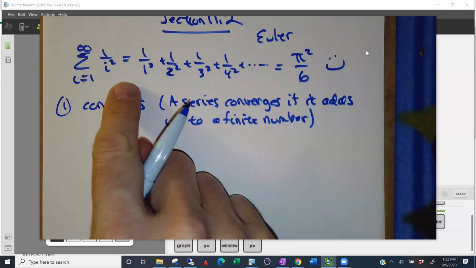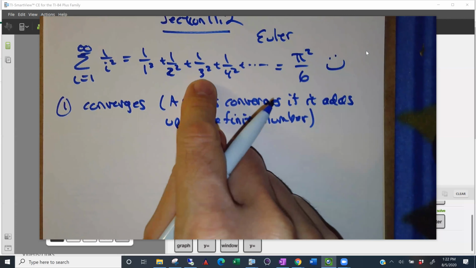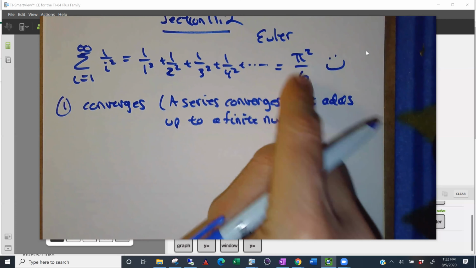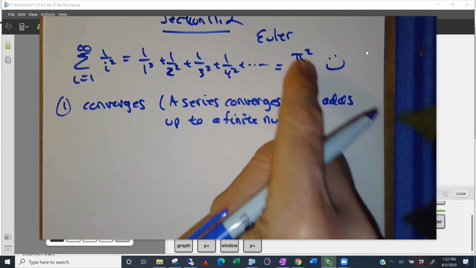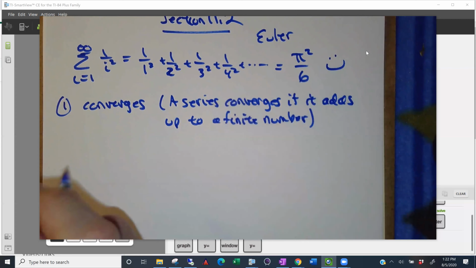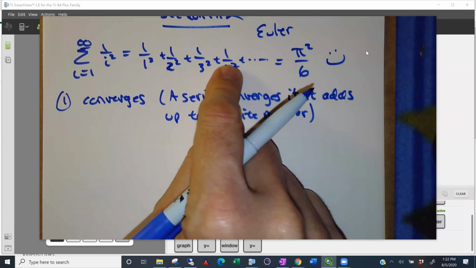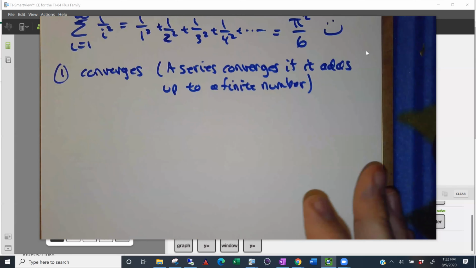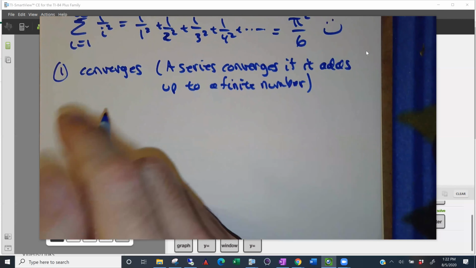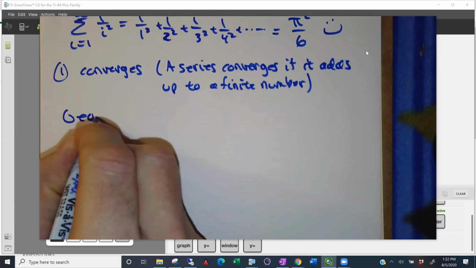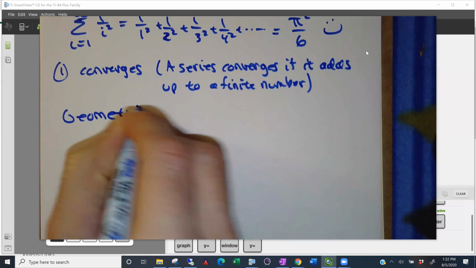Somehow, the sum of the reciprocals of the squares is related to the ratio of the circumference of a circle to its diameter. And you square that and divide by 6. Wow, pretty cool. All right, we're not going to work with something this challenging. That was something that was pretty difficult to solve, but Euler was quite the genius. We're going to work instead with geometric series.